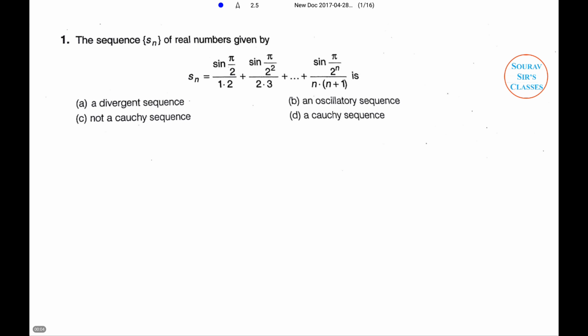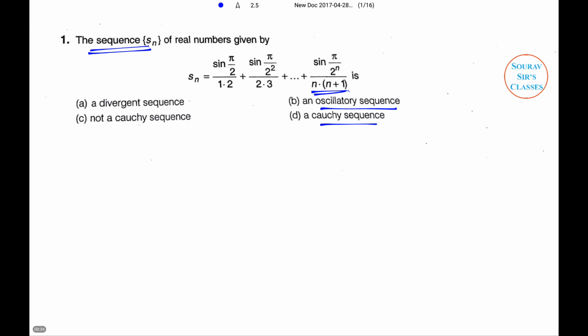The first question in this video, I will be solving many questions, around 16 questions. The first question is on a sequence, and this is a sequence of real numbers given by Sn equal to sine of pi by 2, 1 into 2. So you can see a pattern 1 into 2, 2 into 3, n into n plus 1 is the common pattern. Now we have to decide whether it is convergent, divergent, oscillatory sequence or Cauchy.